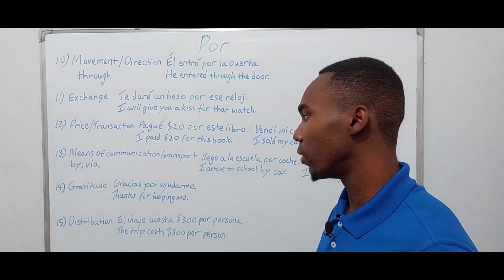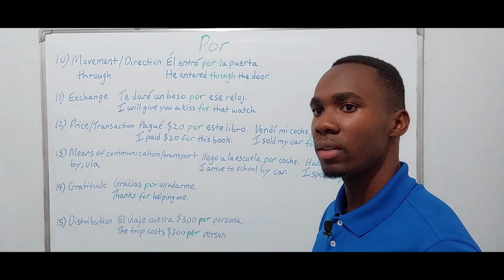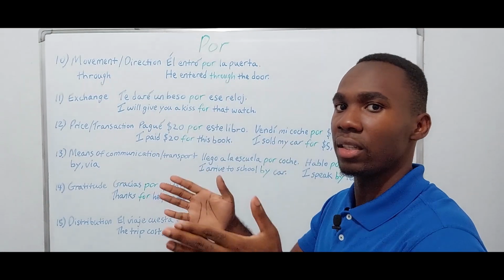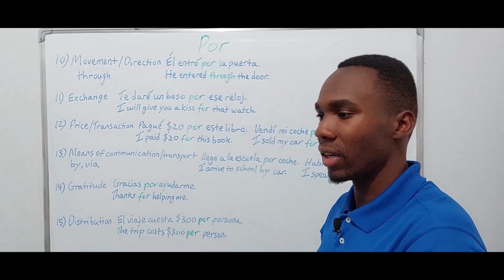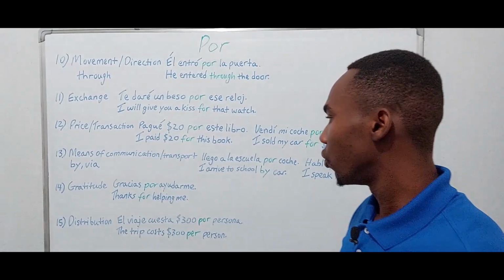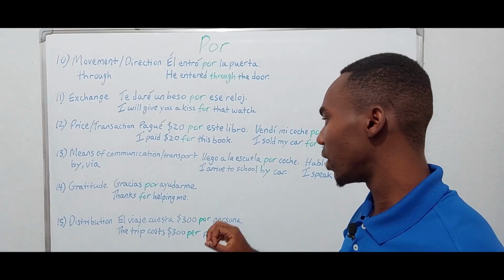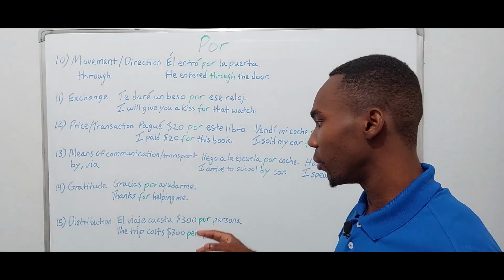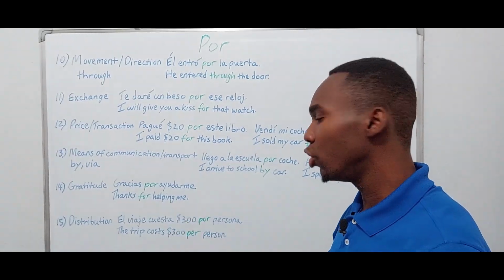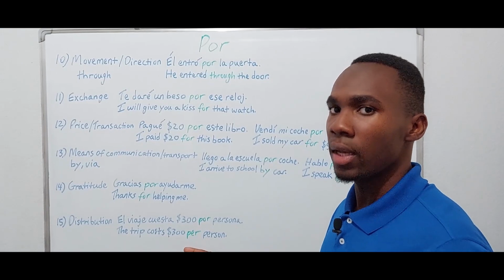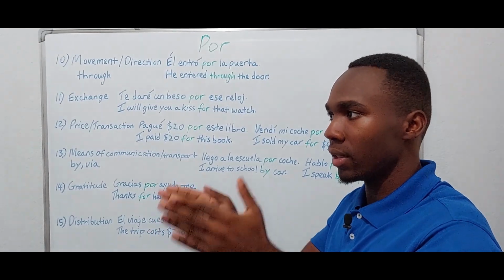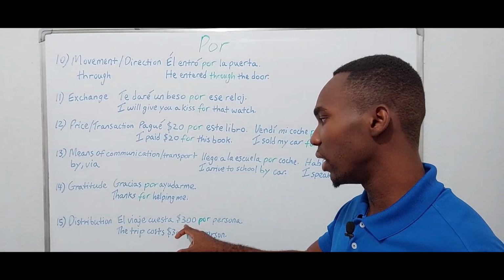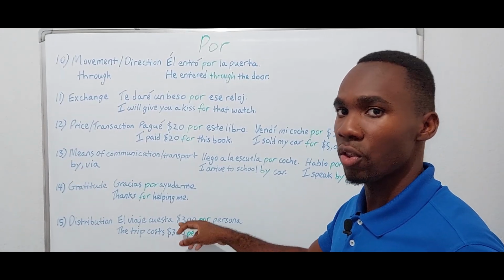15, distribution. So distribution means taking something that is large and breaking it down into smaller units or dividing it. Okay? So el viaje cuesta $300 por persona, right? So obviously the trip would be a huge sum of money. And if we wanted to take that amount and divide it per person, this is what we would do. It would be $300. This is what each person would have to pay.